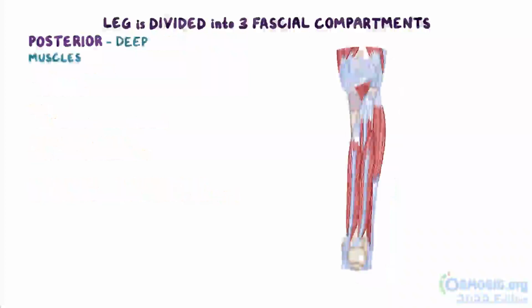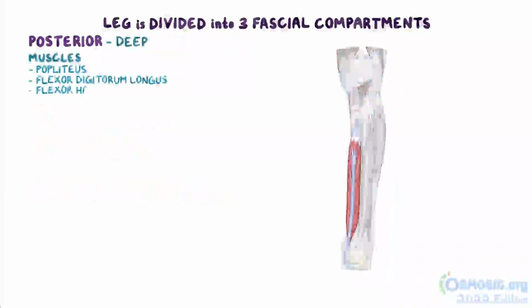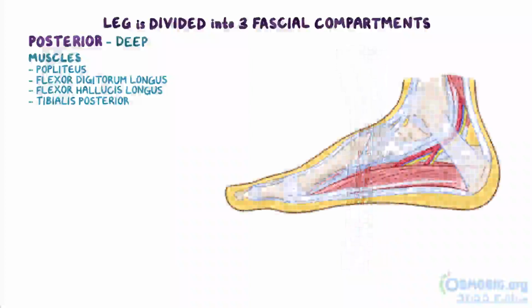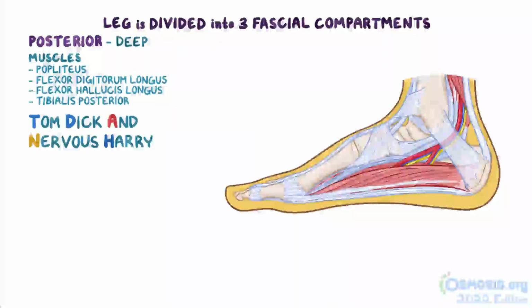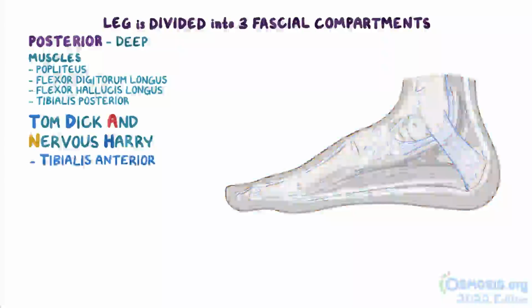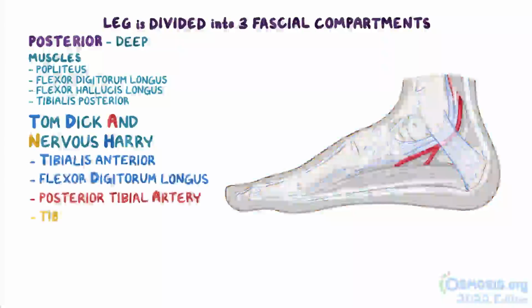The deep muscles are represented by the popliteus, flexor digitorum longus, flexor hallucis longus, and tibialis posterior. To remember the structures of the posterior compartment passing posterior to the medial malleolus, we can use the mnemonic Tom, Dick, and Nervous Harry, representing from anterior to posterior the tibialis posterior, flexor digitorum longus, the posterior tibial artery, the tibial nerve, and the flexor hallucis longus.